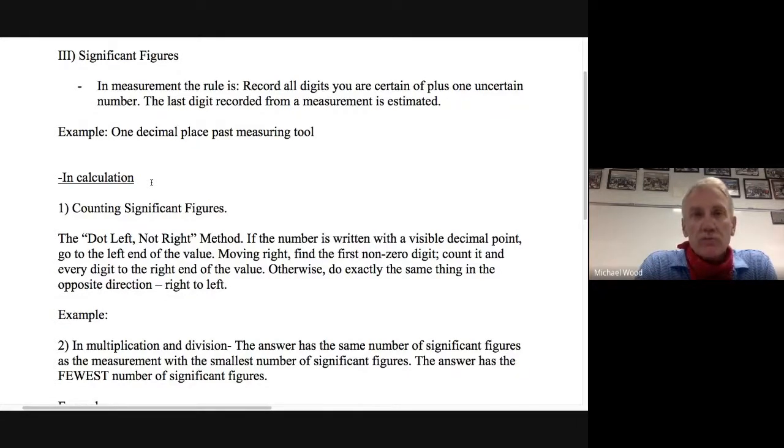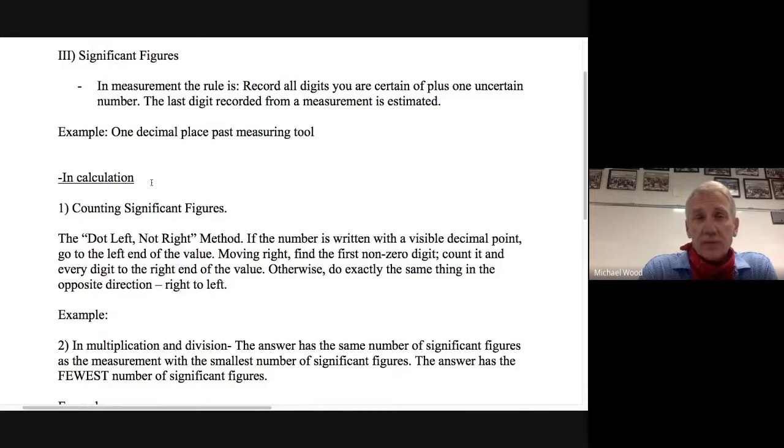lab, I wanted you to measure temperatures to the tenth. So in a measurement, just like it says here, you want to record all the digits you are certain of plus one uncertain number. The last digit recorded from a measurement is estimated. And the way that I always do it is that whatever the measuring tool goes to, you go one more place.